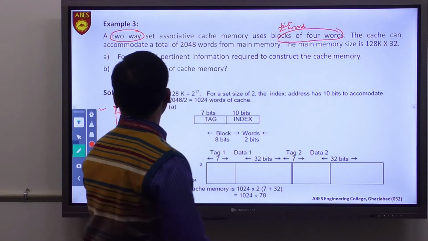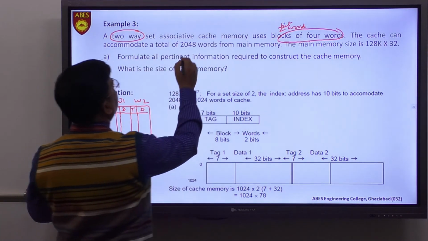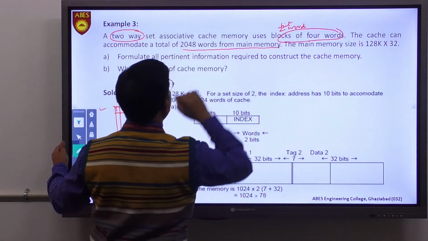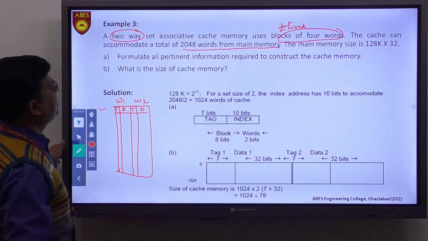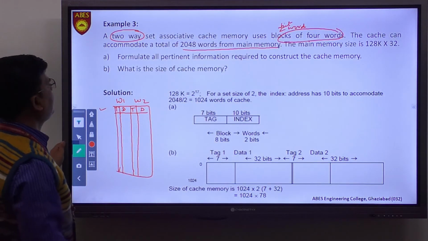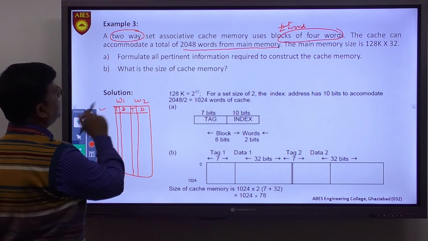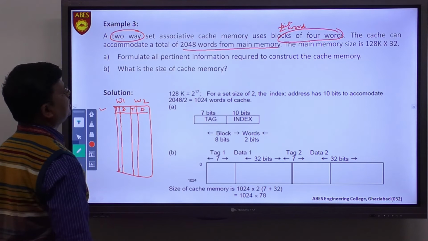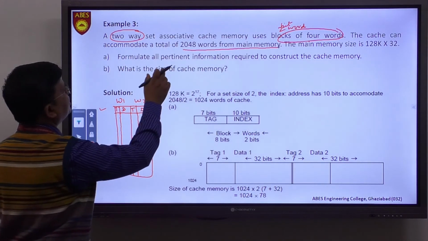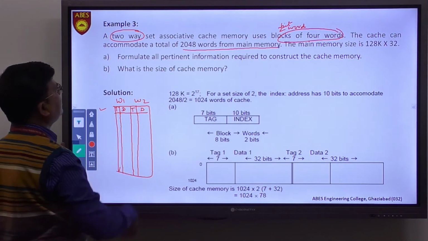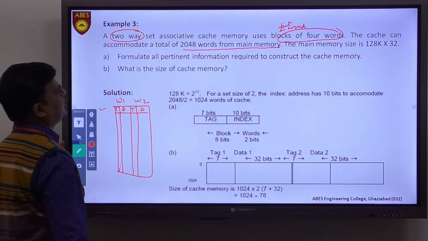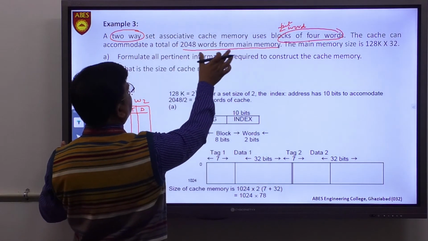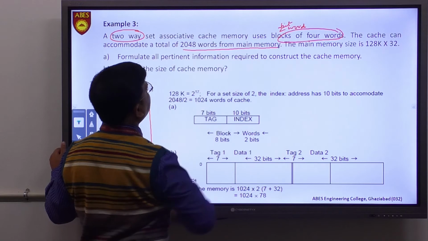The cache can accommodate 2048 words from main memory. That means at one index location there are 2 words stored, and 2048 words from the main memory. So if we divide 2048, then we will find the number of words of cache. These words are not of the cache. These words are from the main memory.